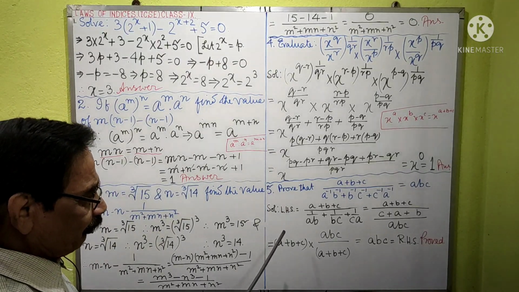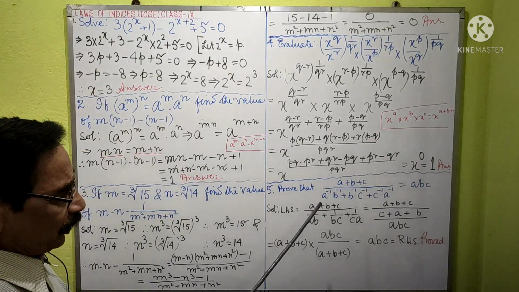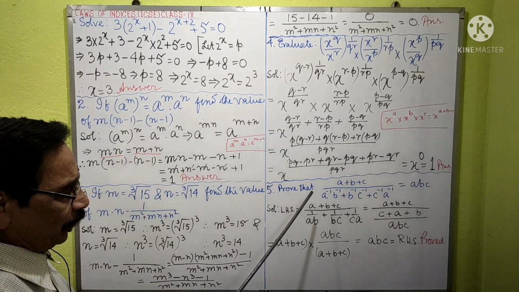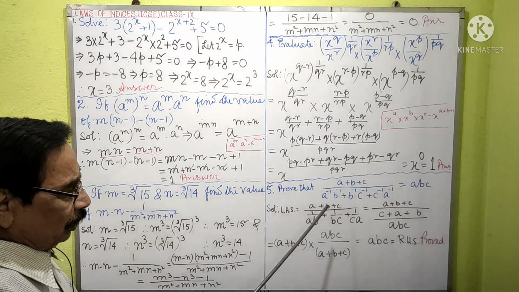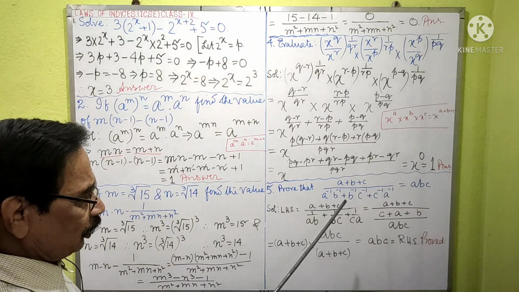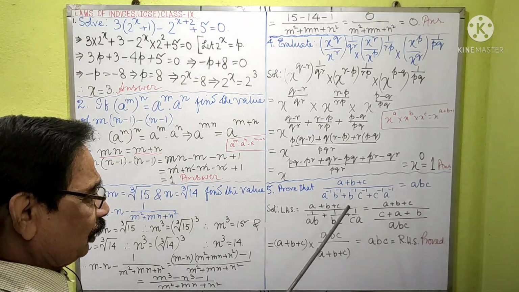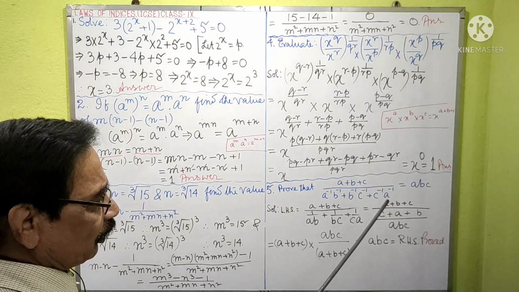Next, question number 5. Prove that a plus b plus c by a to the power minus 1 b to the power minus 1 plus b to the power minus 1 into c to the power minus 1 plus c to the power minus 1 into a to the power minus 1 equal to abc.